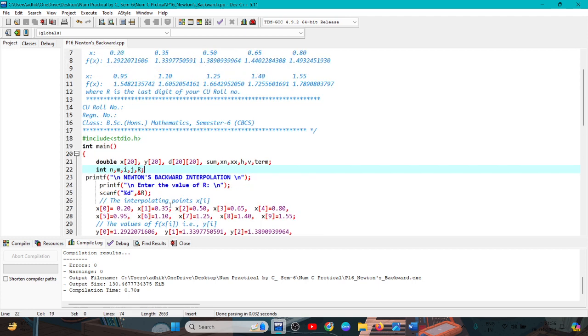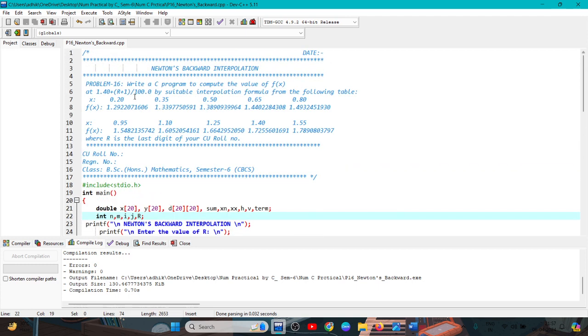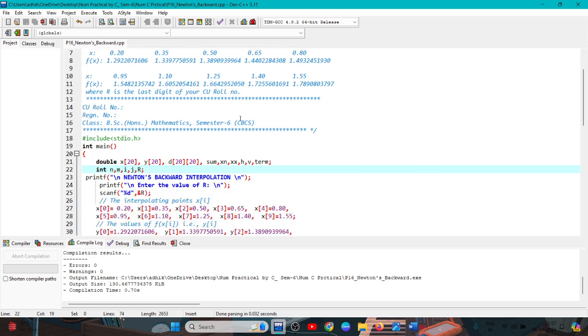We use Newton's backward interpolation here because the interpolating points are equispaced. The step length is 0.15, and this point 1.40 + r + 1 by 100 lies at the end of the table. So we use Newton's backward interpolation here.